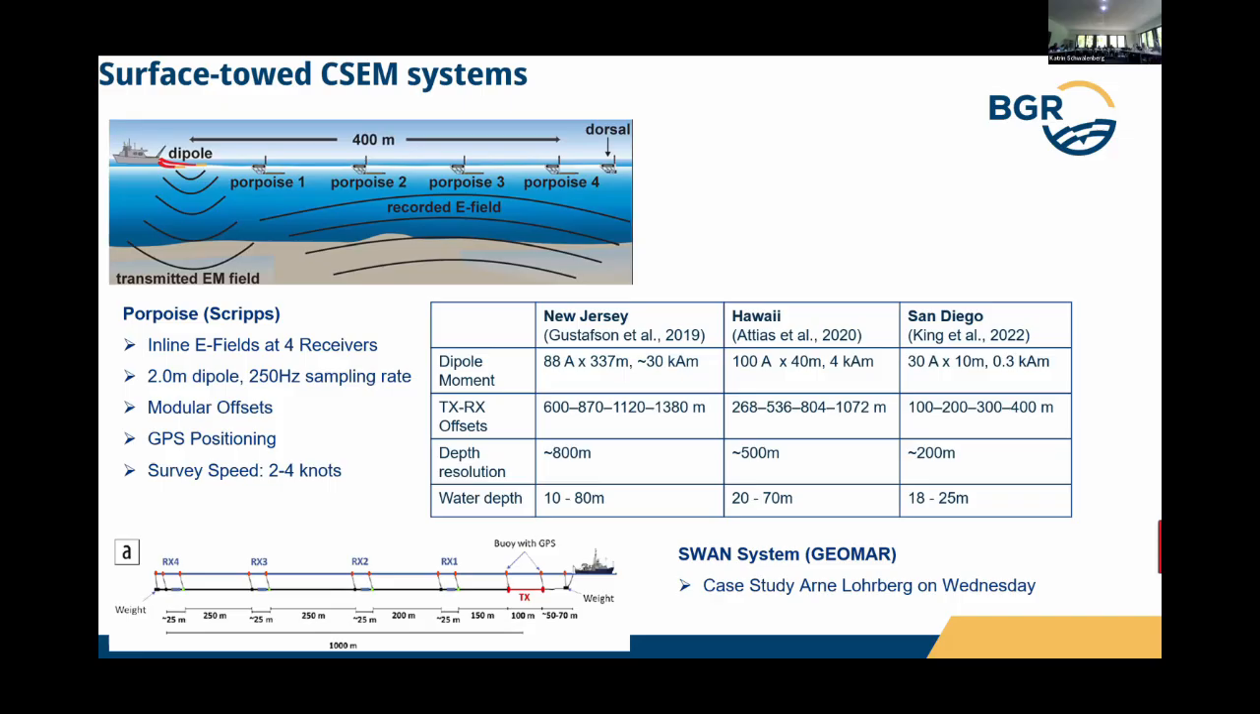Having measurements from several offsets increases your resolution at depths. These offsets can be modular. You can extend the offsets or make them shorter depending on what your target area is. They are towed at a speed of 2 to 4 knots at the surface. 1 knot is about 1.852 kilometers per hour. So 1 knot is a bit less than 2 kilometers per hour. It's pretty fast.